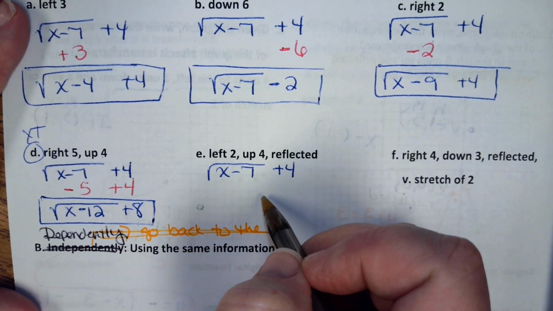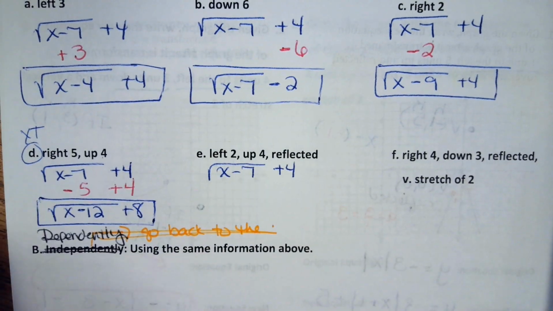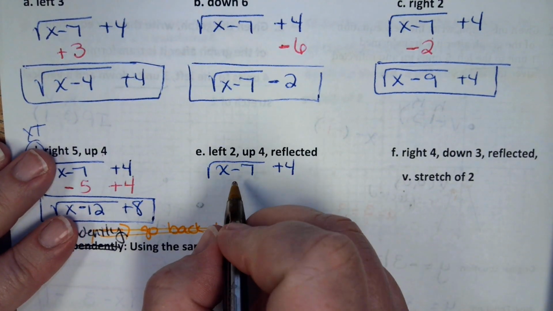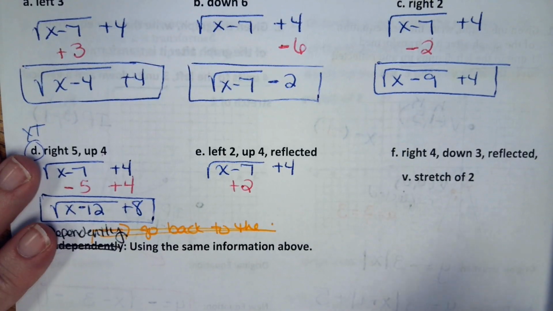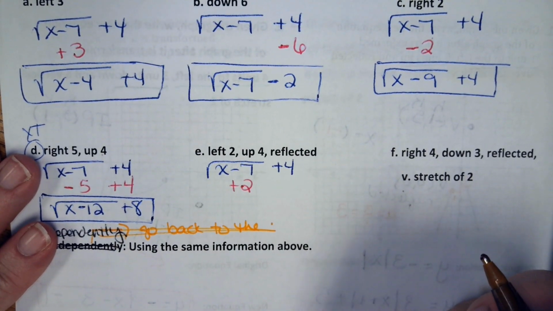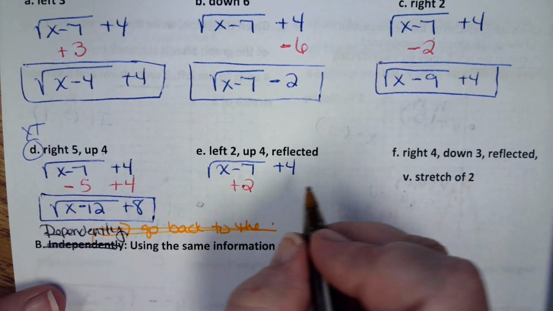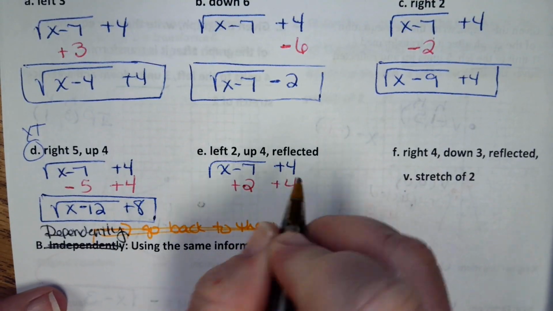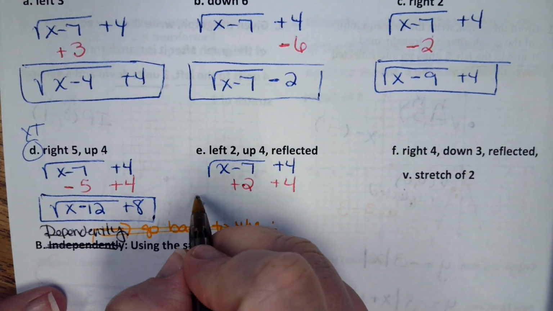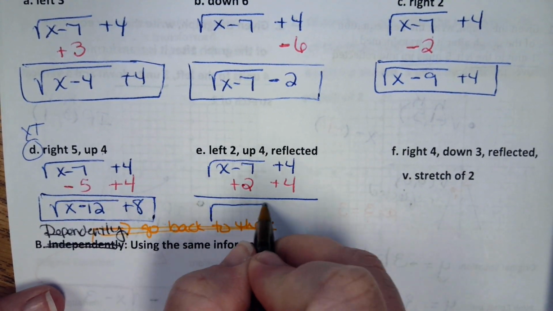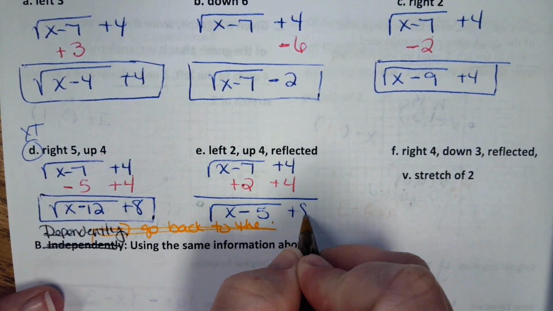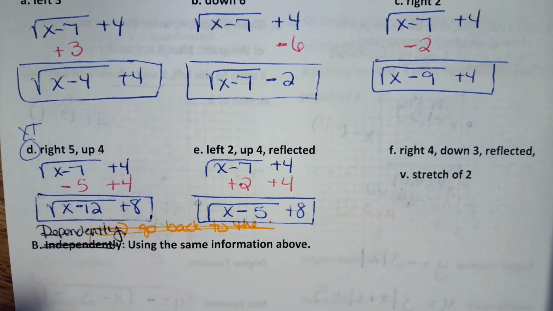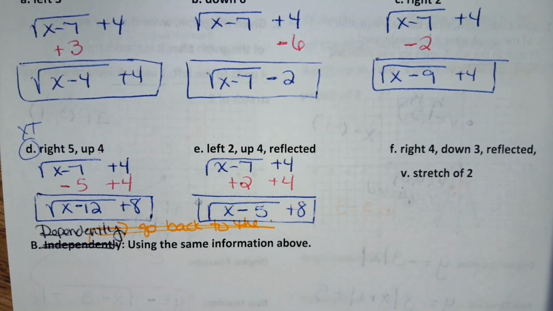All right, x minus 7 plus 4. We want to move it to the left 2, so we're going to add 2. Up 4. I got fixated on up 4, didn't I? Yeah. So we're going to add 4. We end up with the square root of x minus 5 plus 8.